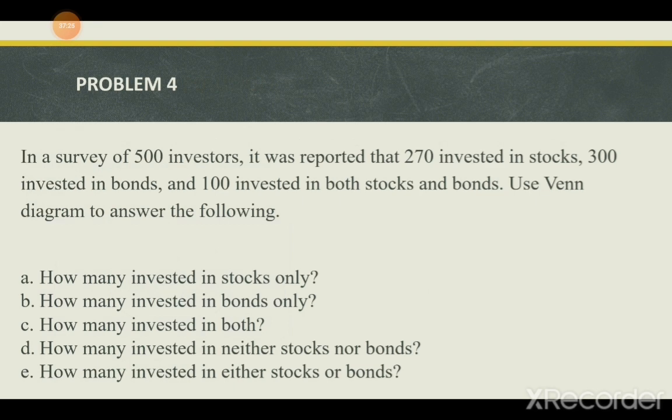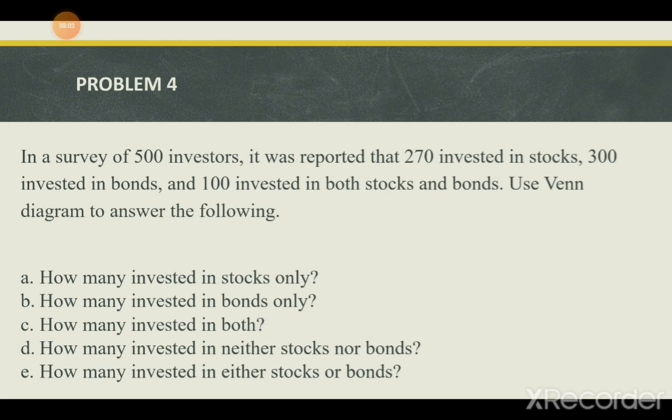So, in a survey of 500 investors, it was reported that 270 invested in stocks, 300 invested in bonds, and 100 invested in both stocks and bonds. So, use the diagram to answer the following. How many invested in stocks only? How many invested in bonds only? How many invested in both? How many invested in neither stocks nor bonds? How many invested in either stocks or bonds? So, how will we solve this one?